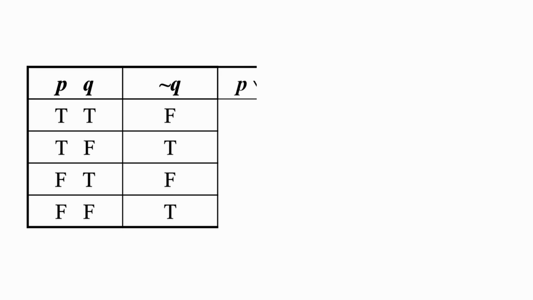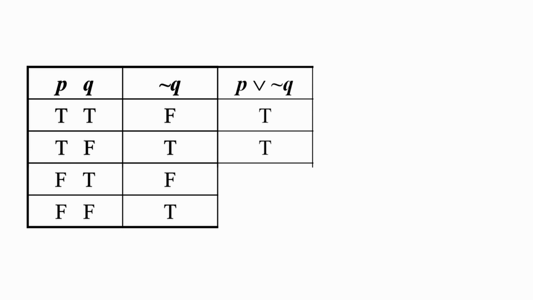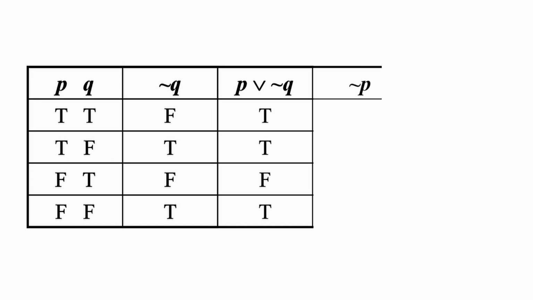Then you look at P or not Q, where in the first case, P is true, so P or not Q is true. In the second case, both are true, so the disjunction is true. In the third case, both are false, so the disjunction is false. And then in the last case, not Q is true, so the disjunction is true. Not Q is true is a hard phrase. But anyway, the next thing we're going to look at here is the negation of P. So flip that, it becomes false, false, true, true.